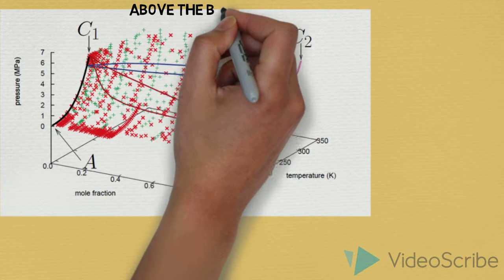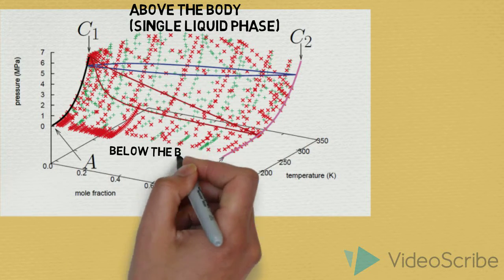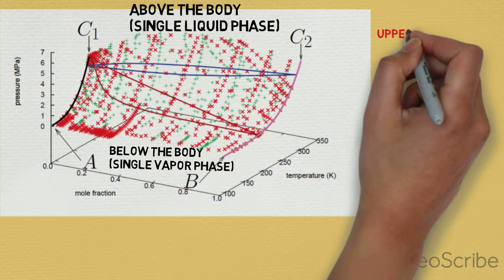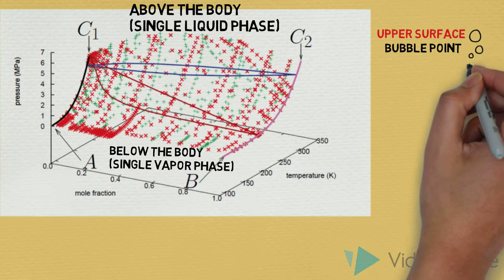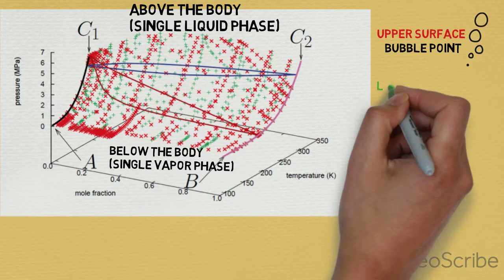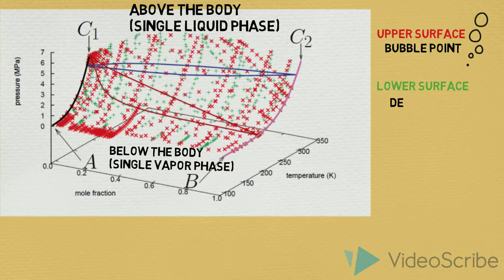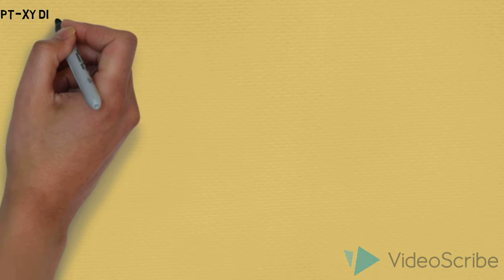As you can see on this diagram, the key feature of this phase diagram is the solid body in the center of the figure. Within the solid body, the system exists as a two-phase mixture with a coexistence of liquid and vapor phase. Above the body, the system exists as a single liquid phase. Below the body, the system is a single vapor phase. The upper surface, marked with red points, that bounds the body is the locus of bubble points, while the lower surface, labeled in green, is the locus of dew points, at which droplets begin to appear in the vapor.